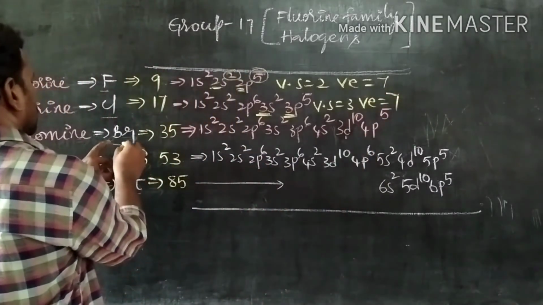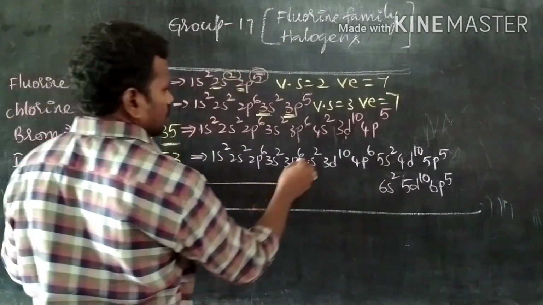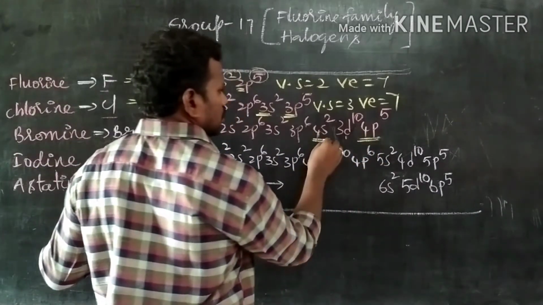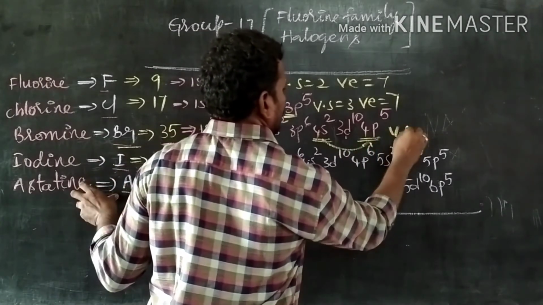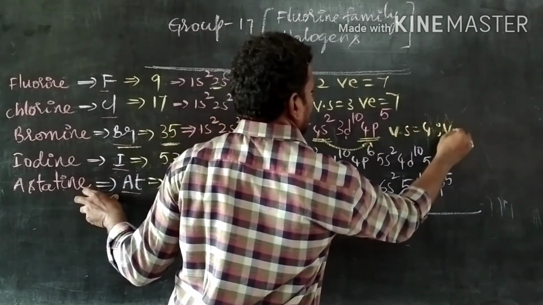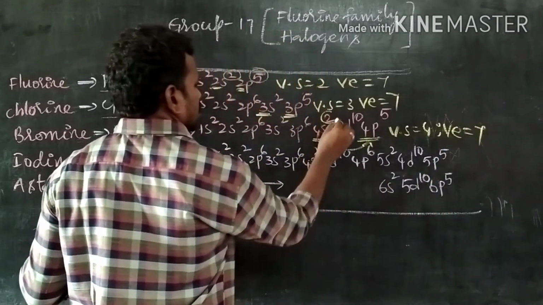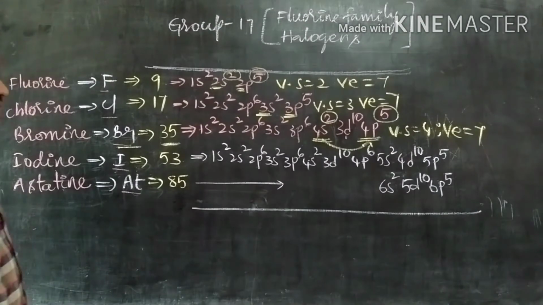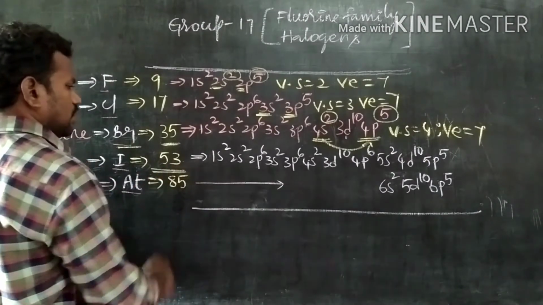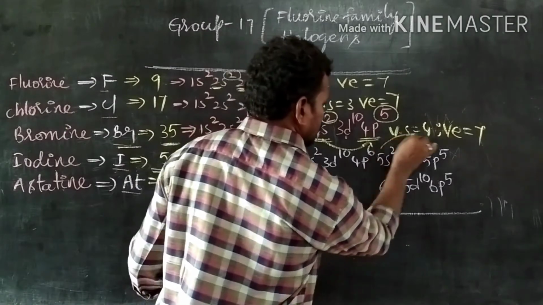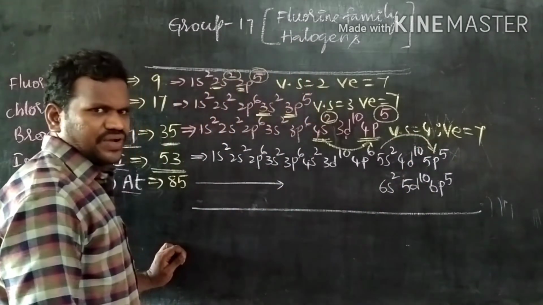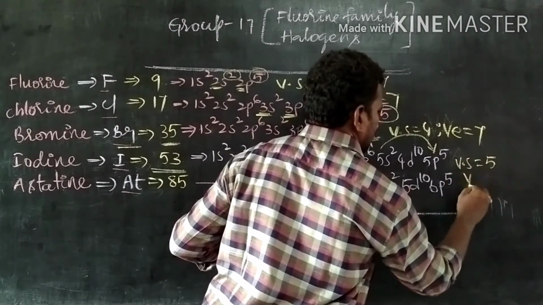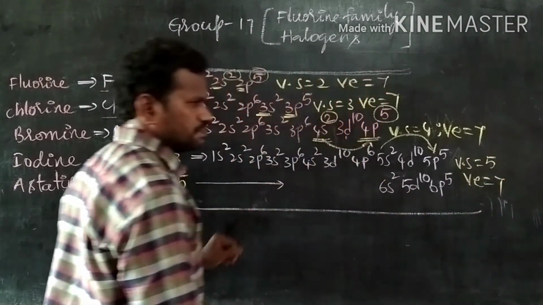Now let us come to bromine, atomic number 35. By rearranging, we can write 4s2, 4p5. So the valency shell is 4 and the valency electrons are 7: 2 electrons and 5 electrons. Now iodine, atomic number 53. By rearranging, we can write 5s2, 5p5 as the valency shell. So the valency shell is 5 and the valency electrons are 7.